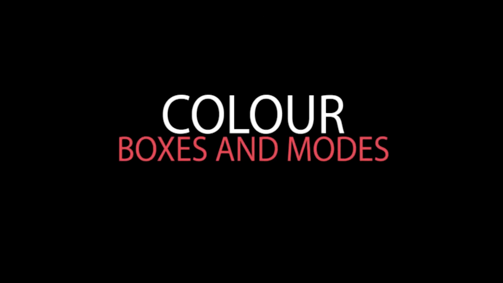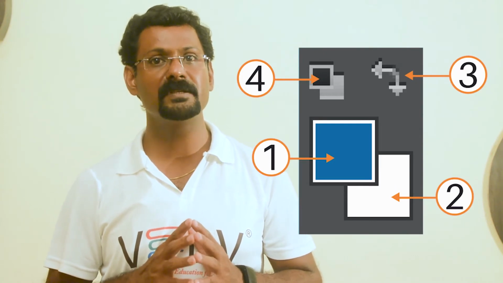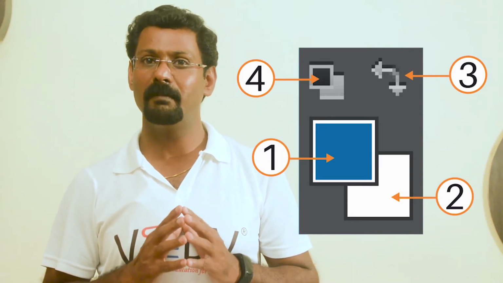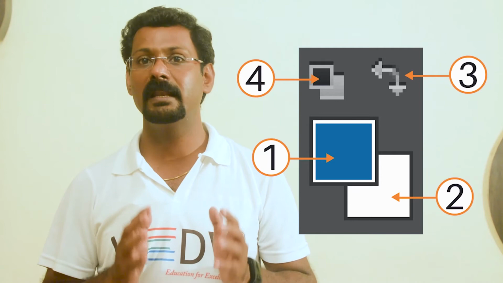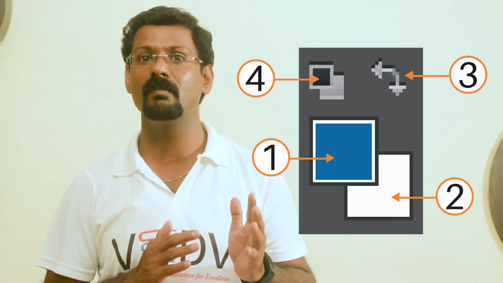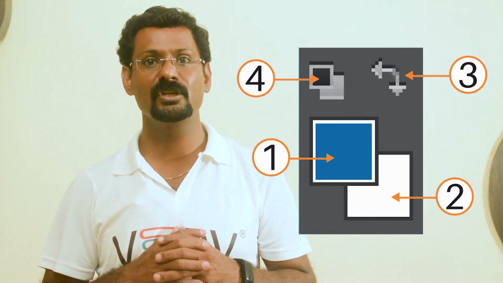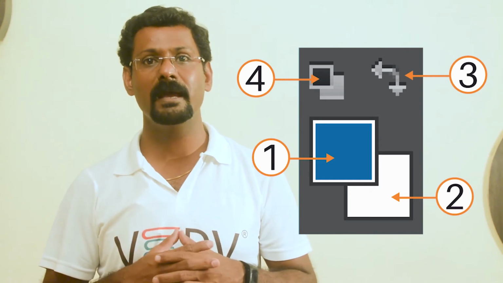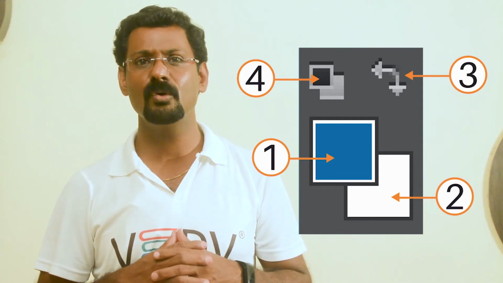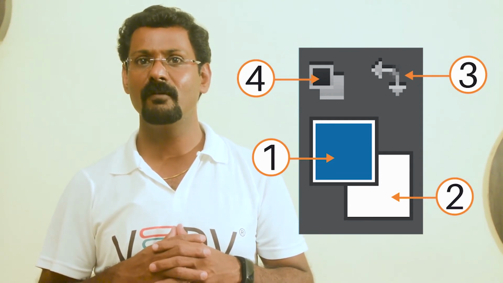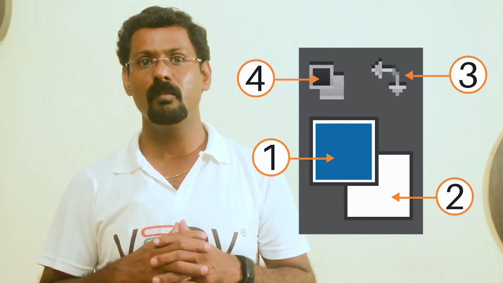Color box and modes. The foreground color appears in the upper color selection box and represents the color that is currently active. The background color appears in the lower box and represents the inactive color. To change the foreground color, click on the upper color selection box in the toolbox. To change the background color, click on the lower color selection box. To reverse the foreground and background colors, click on the switch color icon. To restore the default foreground and background colors, click the default color icon in the toolbox.